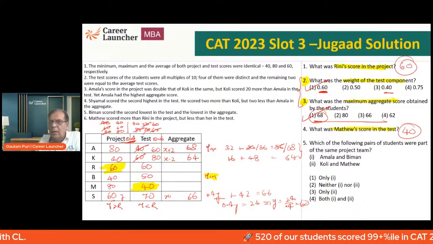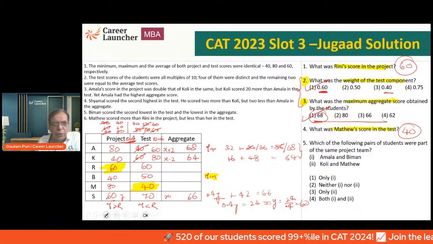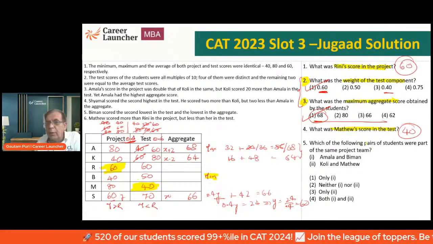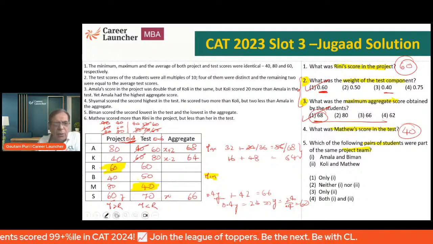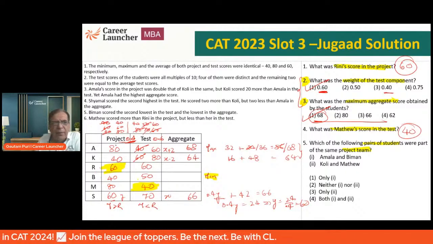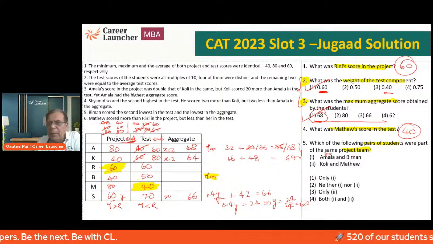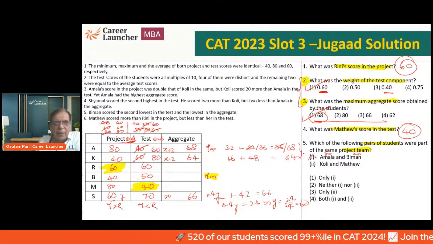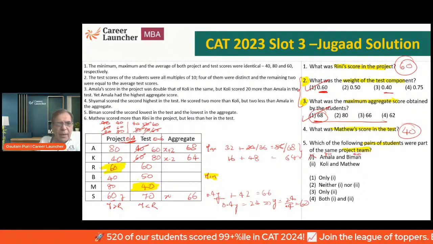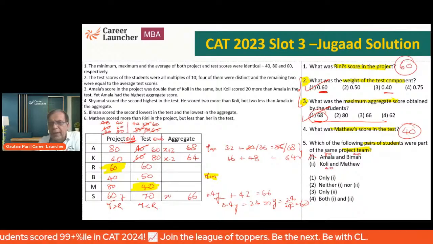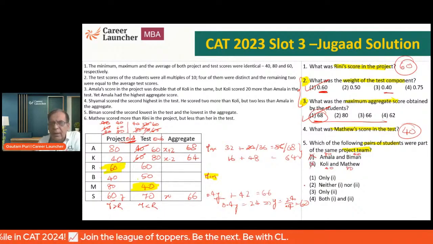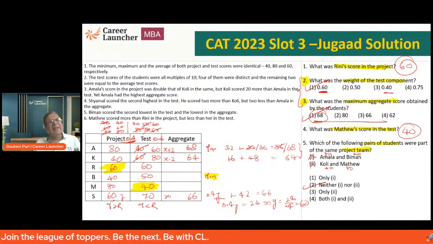Last question. Which of the following pairs of students were part of the same project team? Same marks होने चाहिए ना. So when you look at A and B, A has got 80 marks, B has got 40 marks. They cannot be part of the project team because in the project their marks are not the same. What about K and M? K is 40 and M is 80. ये उल्टा उसका. K is 40 and so no. Correct answer? Neither of the two. कितनी आसानी से निकल गया.